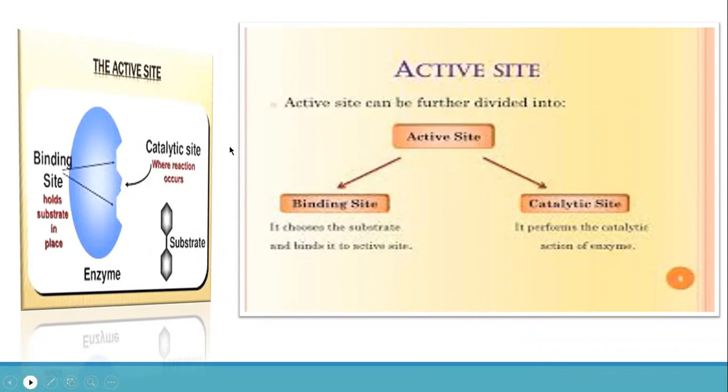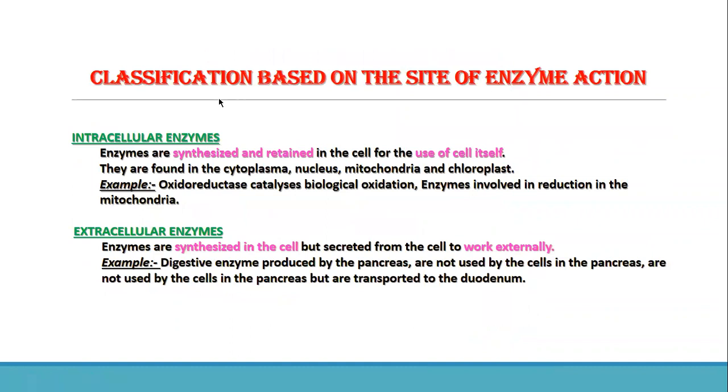Classification based on the site of enzyme action. Intracellular enzymes: these enzymes are synthesized and retained in the cell for the use of the cell itself. They are found in the cytoplasm, nucleus, mitochondria, and chloroplast. Example, enzymes involved in oxidation and reduction in the mitochondria.